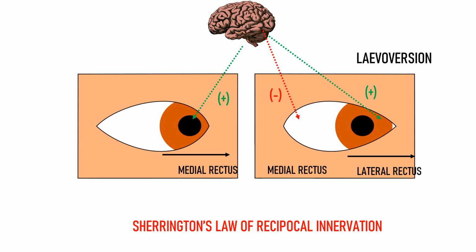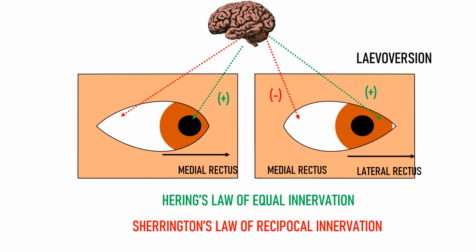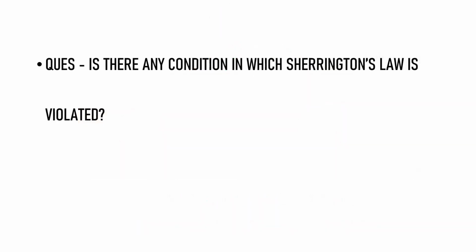This is by Herring's law of equal innervation. And when the right medial rectus receives the signal to contract, the right lateral rectus is instructed to relax because of Sherrington's law of reciprocal innervation. So is there any condition in which Sherrington's law is violated? Yes, and that condition is known as Duane syndrome.